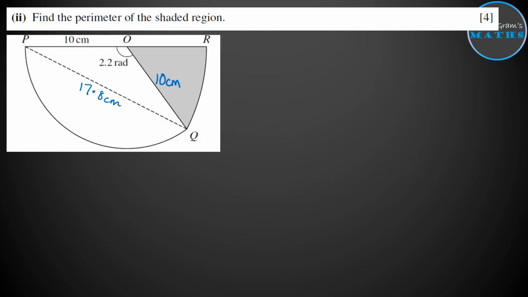Okay, so just copying over the diagram with the information that we know about it, now we want the perimeter of the shaded region. Well, we know that this section here is a sector of a circle with center at P. So PR is equal to 17.8 as well as it being PQ. We work out QR by being the length of the arc there.